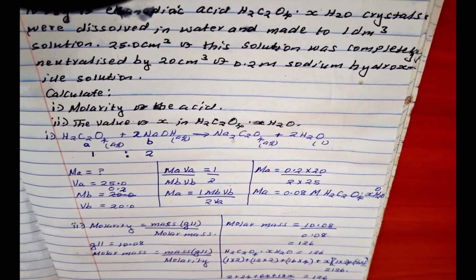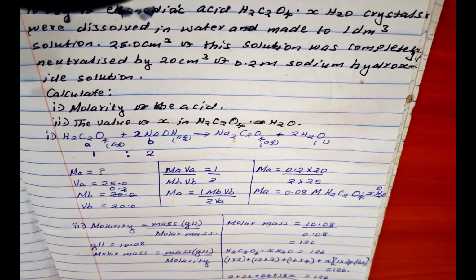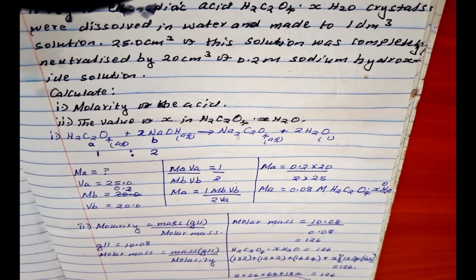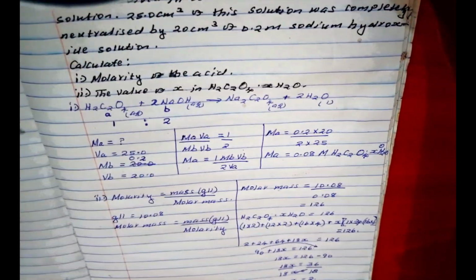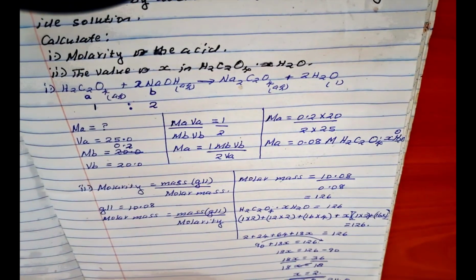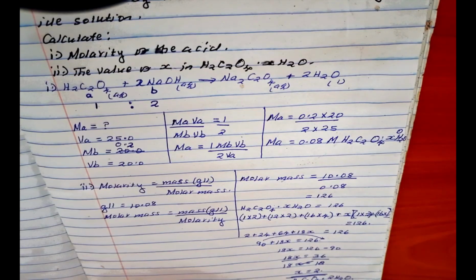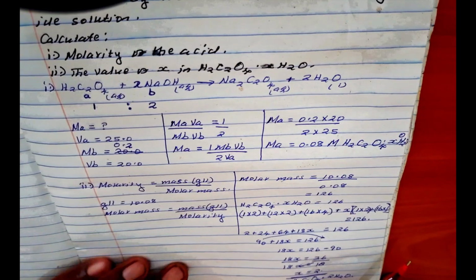So 18x is equal to 126 minus 90. This 90 we take to the other side, we subtract. So 18x is equal to 36. So we make x the subject of the formula. We divide by 18, we divide by 18. So x is equal to 2. So the formula will be H2C2O4.2H2O, where we had X, we write 2. So the value of X is equal to 2. So our compound has 2 moles of water of crystallization.